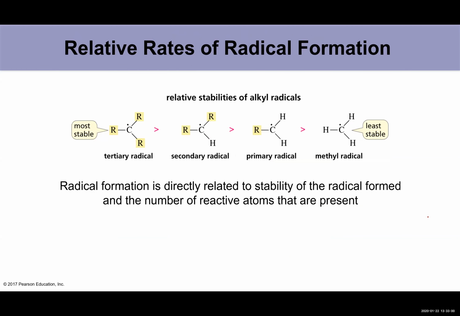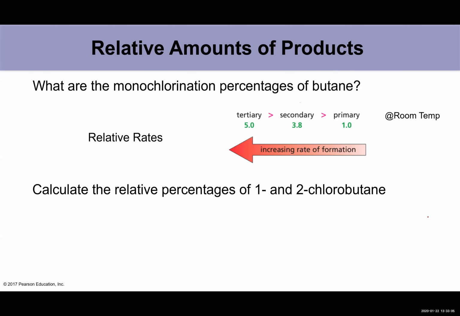This is really what I want to talk about. I talked about that already. I want to talk about this. So when you measure the relative rates at each of the carbons, tertiaries are 5 times faster than primaries at room temperature. So chlorination reactions are relatively fast at room temperature, so they're often run at room temperature. So what we're going to do is calculate the relative percentages of 1 and 2 chlorobutane using this information.